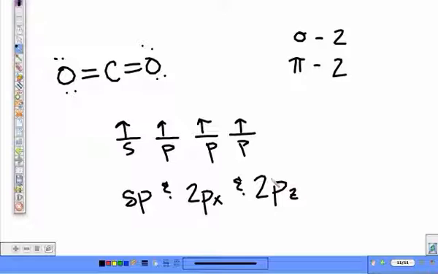You guys know how to count up sigma and pi bonds, right? All single bonds are sigma bonds. And then each double bond has 1 sigma and 1 pi. A triple bond has 1 sigma and 2 pi.